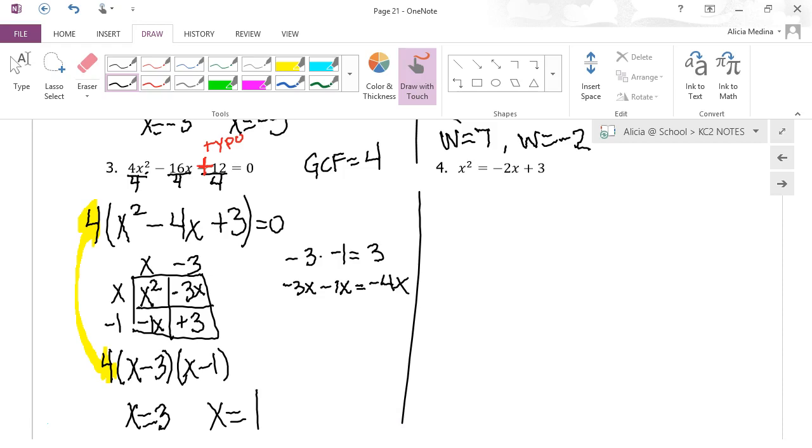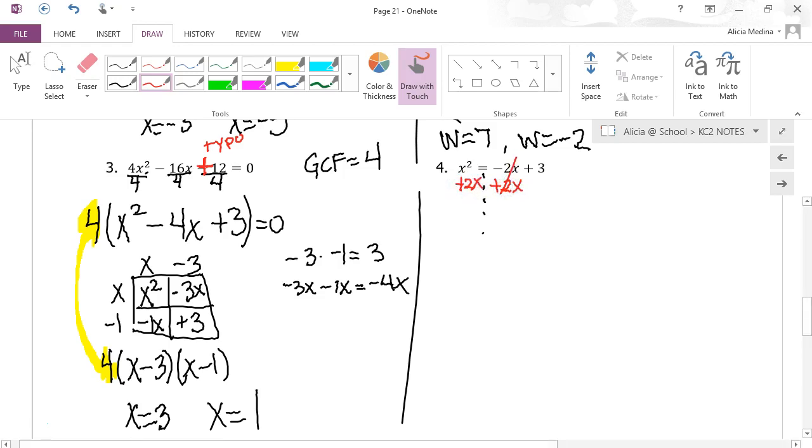I have to make sure that everything is over on one side and my equation is equal to 0. I see that x squared there all by itself, so I have to move all those other terms over to the left side. So if I'm subtracting 2x, the opposite of that, the inverse, would be adding 2x to the other side.